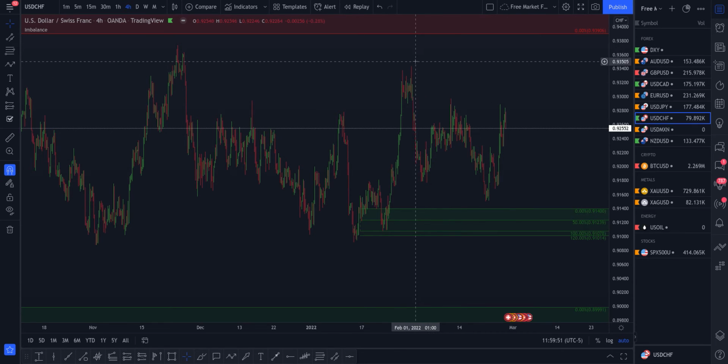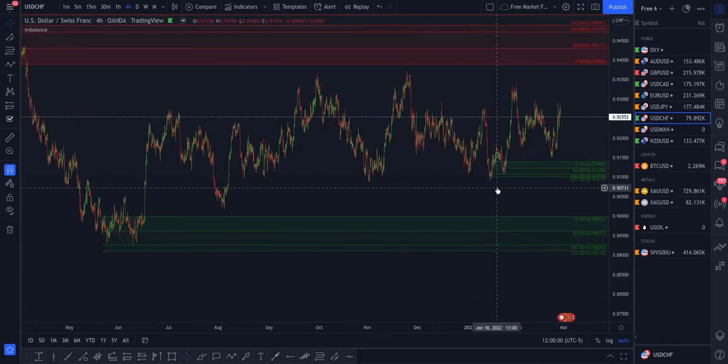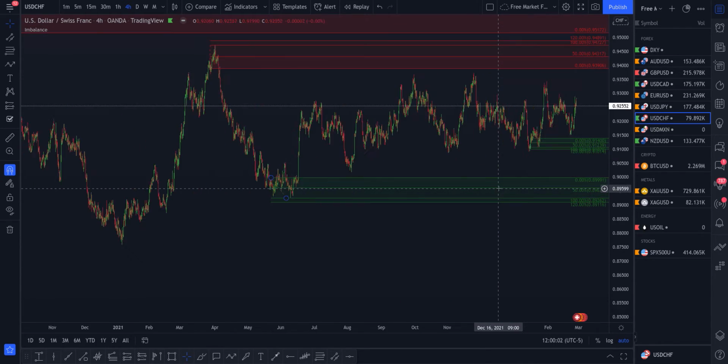It did not create a new high. All right, but it gave us a lower high. Then now we have a lower low here. I still wouldn't quite say that this is in a downtrend.